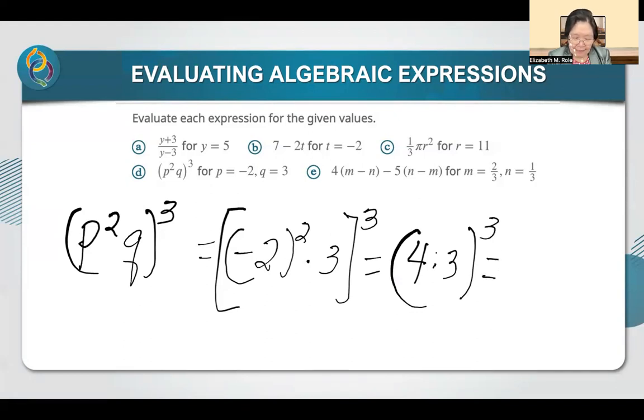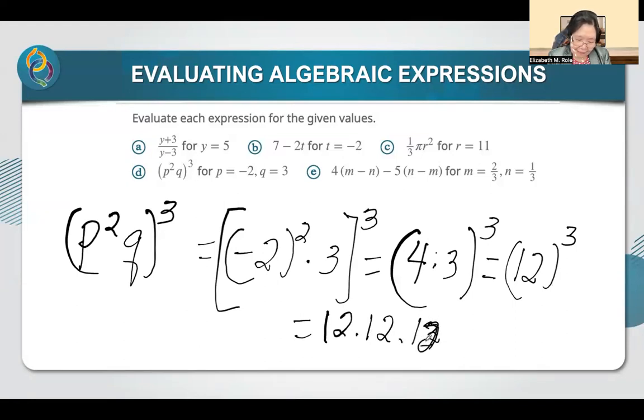So 4 times 3 is 12. And raised to the third power, which means that we multiply 12 by itself 3 times. 12 times 12 times 12, which is 1,728. The final answer is 1728. Yes, that's what my calculator said.